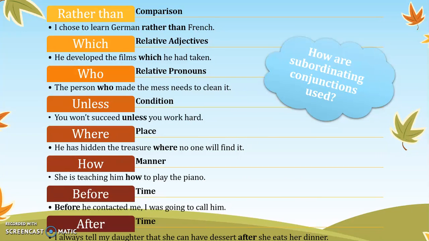Here we have some examples of sentences where subordinating conjunctions are used to indicate comparison. For example, I chose to learn German rather than French. So in this sentence, we are comparing both languages, German and French. Then we have, for example, to indicate condition: You won't succeed unless you work hard. Or manner: She is teaching him how to play the piano.